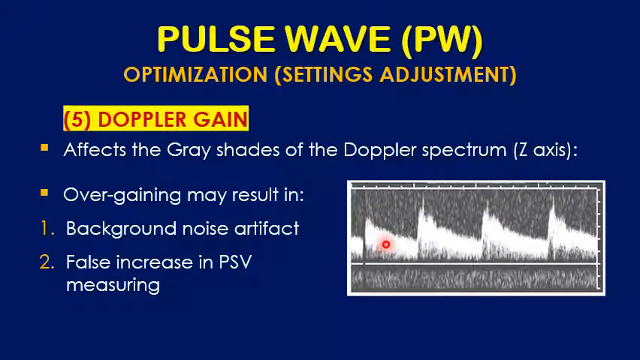If I set the gain too high, probably one of these lines that shows peak systolic velocity is not the true peak systolic velocity. So I might get a false increase in the peak systolic velocity in the measurement. The third one is that I might get some false spectral broadening with the Doppler gain set too high. So this is the reason why we better have the Doppler gain set in the proper adjustment: not to have the background artifact, not to have false measurement of the peak systolic velocity, and not to have false spectral broadening.